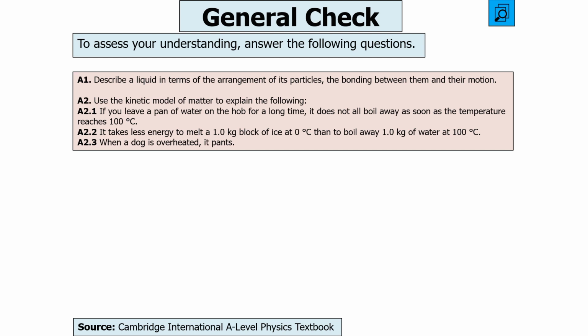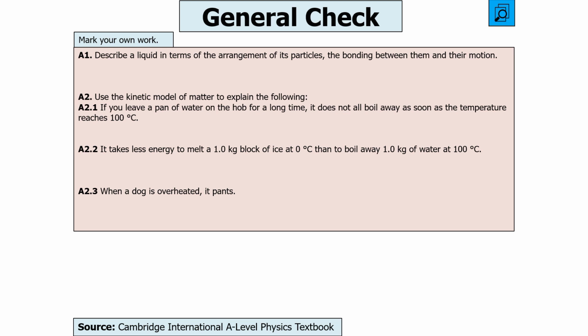If you leave a pan of water on the hob for a long time, it will not all boil away as soon as the temperature reaches 100 degrees Celsius. It takes less time to melt a 1 kilogram block of ice at 0 degrees Celsius than to boil away 1 kilogram of water at 100 degrees Celsius, and then when a dog overheats, it pants. So pause the video now, then unpause the video when you want to go through your answer.